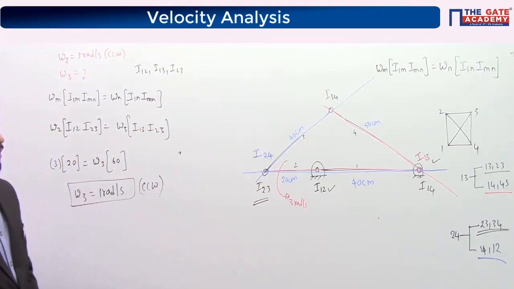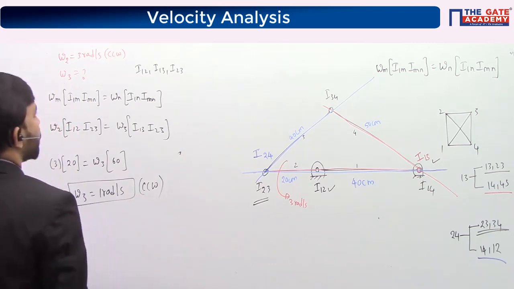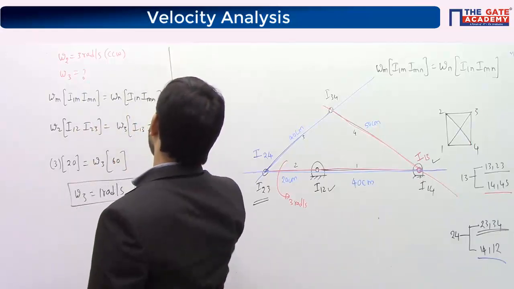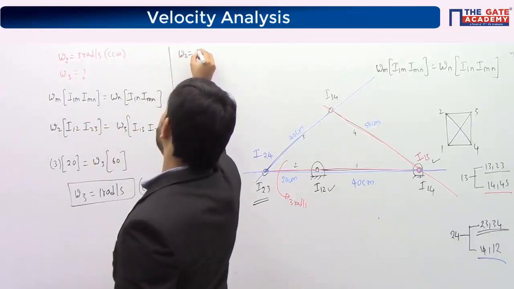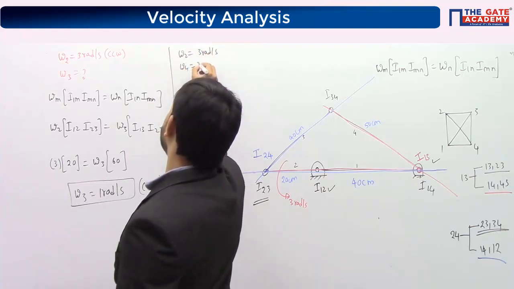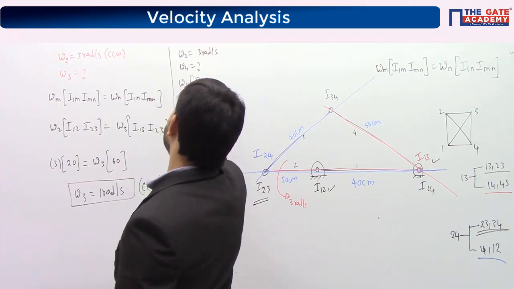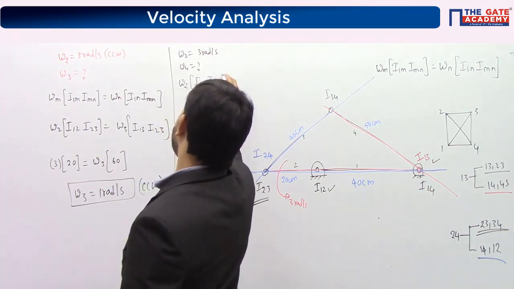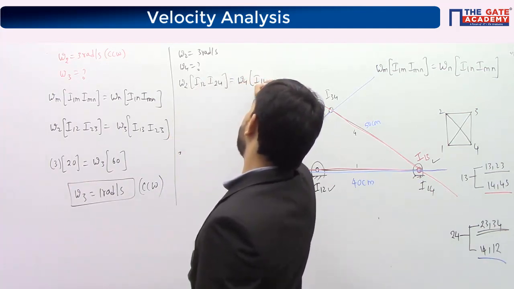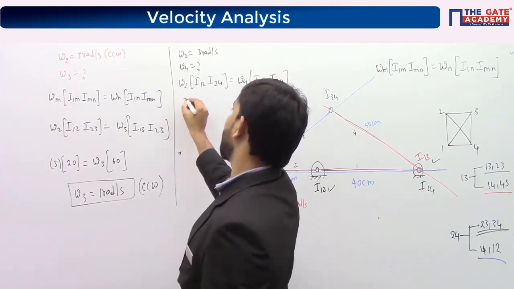Okay. So try to find out the angular velocity of the output link. Omega 2 is given in the question as 3 radian per second. So we want to find out omega 4. I am writing the angular velocity ratio theorem. So omega 2 into the distance between I12 and the common I center I24, same as omega 4 into the distance between I14 and the common I center I24.